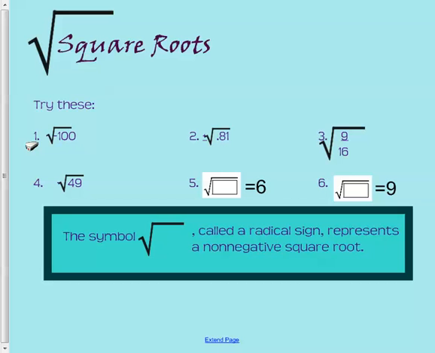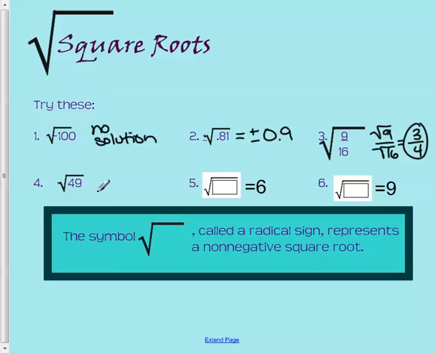Now let's check it with a red pen. The first step is to remember, hey, I can't have that negative in front of the 100, so this one's a no solution. Here, I want both the positive and the negative, and my answer would be 9/10. Here, I'm taking the square root of 9, which is 3, and the square root of 16, which is 4, and I'm getting 3/4.